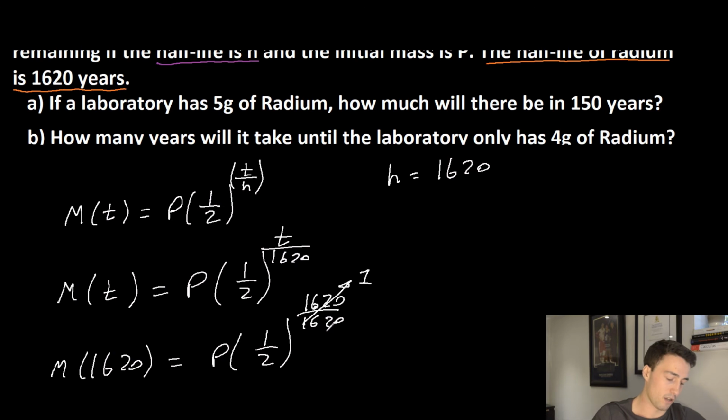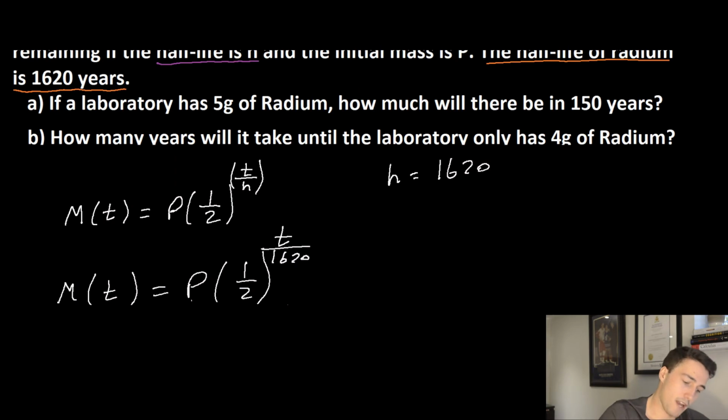And then I'm going to say, well, after 1,620 years, I'll have half my original amount, and that would correspond to the half-life. So now we're just being asked different kinds of equations, but that's the reasoning and the rationale as to why this works. So now we're looking at part A, which is saying 5 grams of radium. So that's the initial mass, that's P. And then it'll be 150 years, so that's the T value.